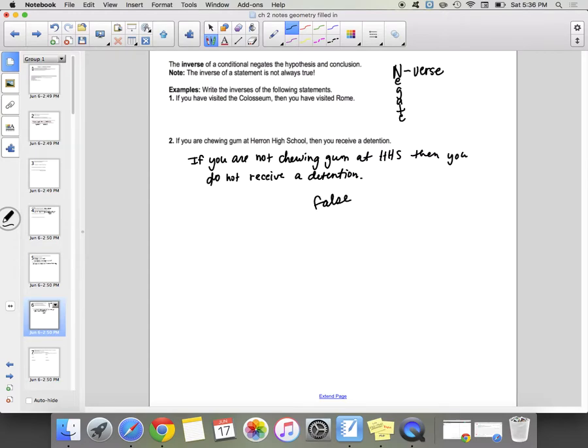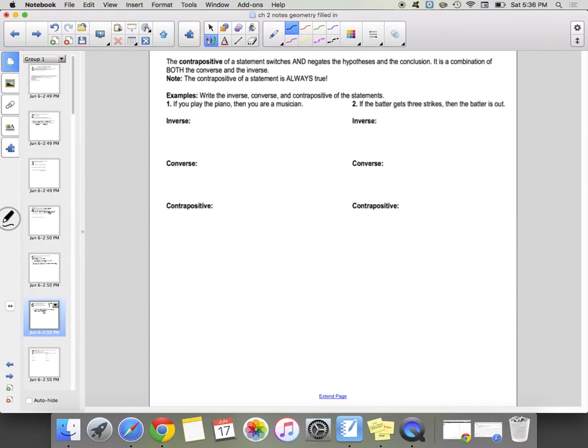Okay, so both the converse and the inverse are not necessarily true statements. When you converse, you switch it around; inverse, when you negate it. So putting it together, though, the contrapositive, that's a combination of the converse and the inverse. It's both of them. And that one's actually always true. So that's the only one that's always true. So it says write the inverse, the converse, and contrapositive of the 3 statements.